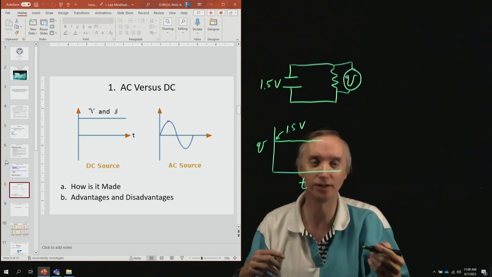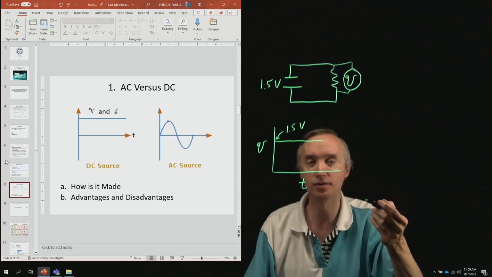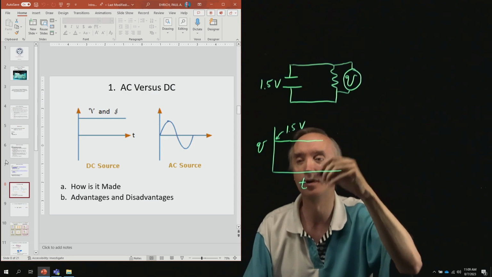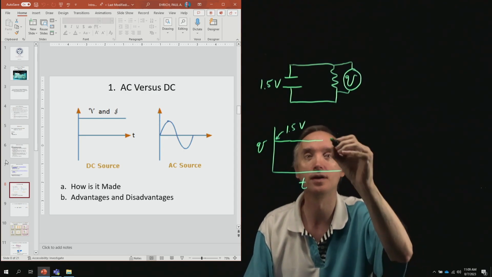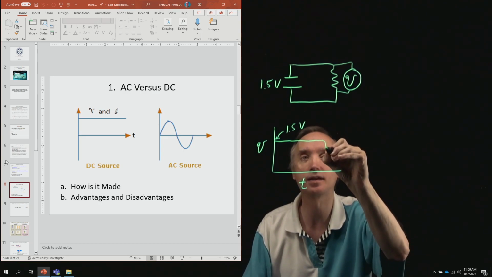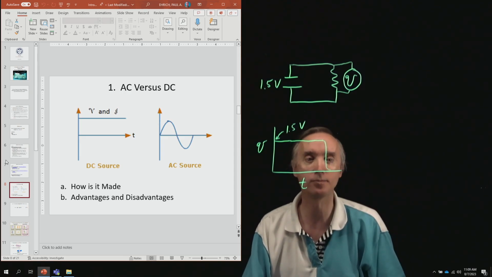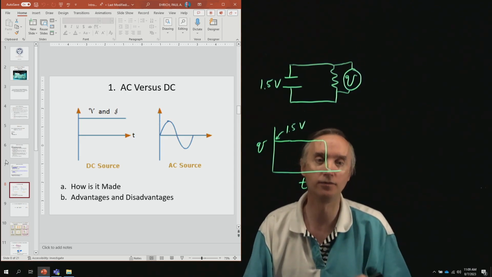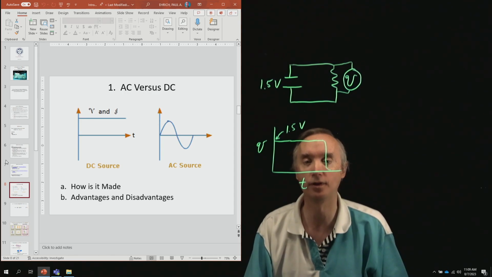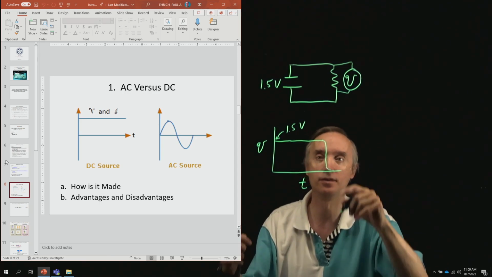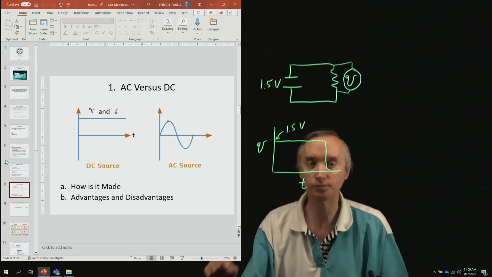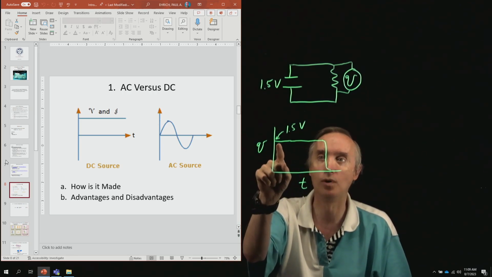Now eventually, however, the battery is going to use up its chemicals, and then what happens is this thing catastrophically drops like that. So eventually it is going to run out of chemicals, and then the voltage is going to drop. But this represents what voltage is.